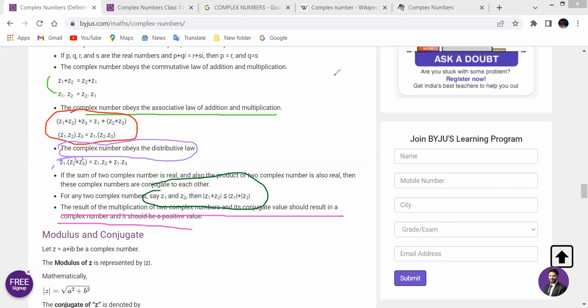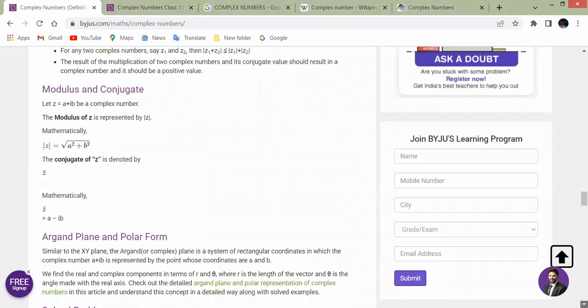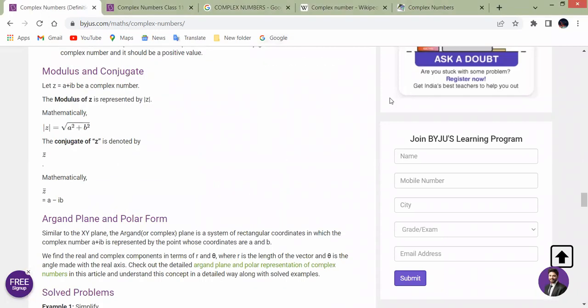So after that, we will discuss the modulus of a complex number. We will discuss what is modulus and what is conjugate, as we had discussed earlier. So what is modulus? If a plus ib is a complex number, the modulus will be equal to the square root of a square plus b square.